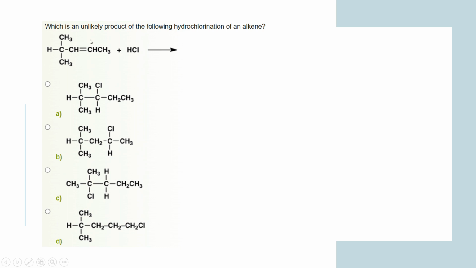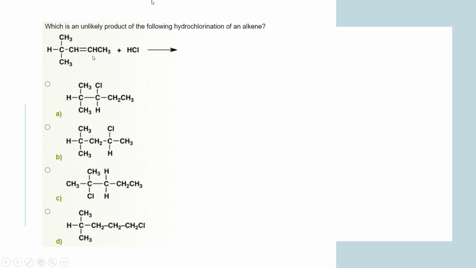We are asked which is the unlikely product. Three of these are possible for the reaction and one of these is not possible. How are three of them possible? Because the neighboring carbon of this double bond contains alkyl groups, this intermediate carbocation which is going to form can undergo rearrangement as well, a 1,2-alkyl shift. By that, two other products are also possible. So one of these is the unlikely product for this hydrochlorination.